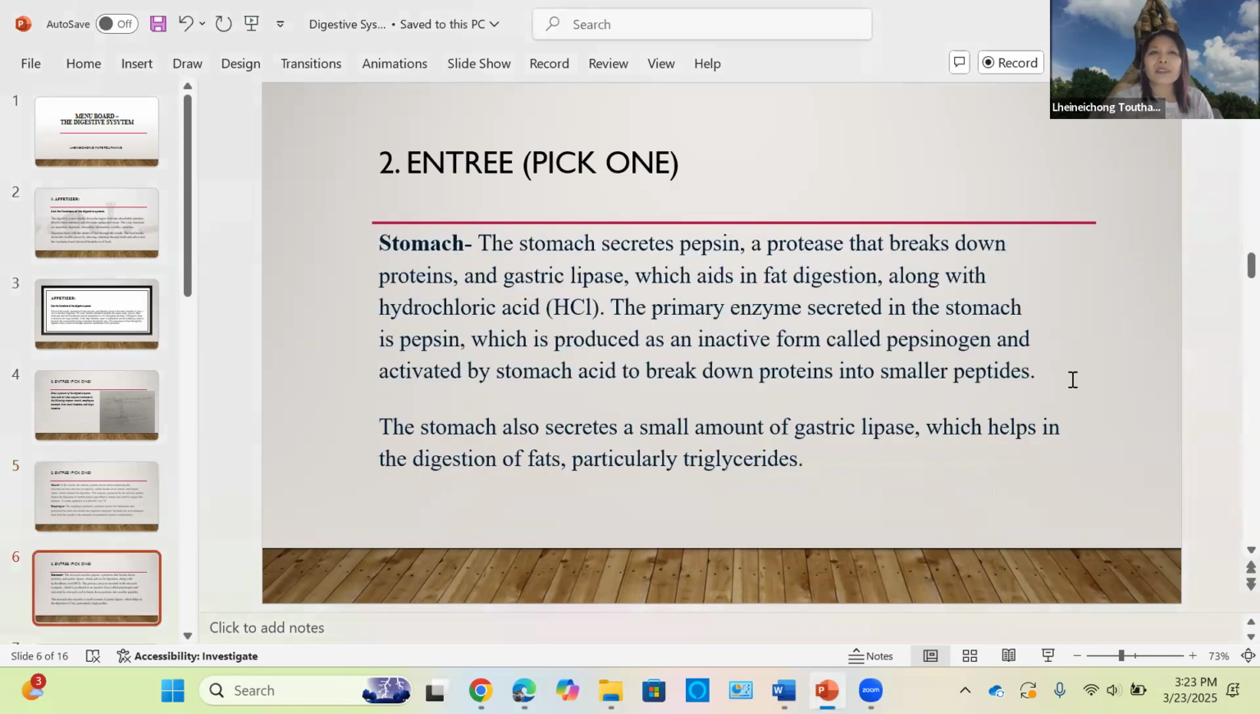So the next is the stomach. The stomach secretes the enzyme pepsin that breaks down proteins, and gastric lipase, which aids in fat digestion, along with hydrochloric acid. So the primary enzyme secreted in the stomach is pepsin, and it also secretes a small amount of gastric lipase, which helps in the digestion of fats, particularly triglycerides.